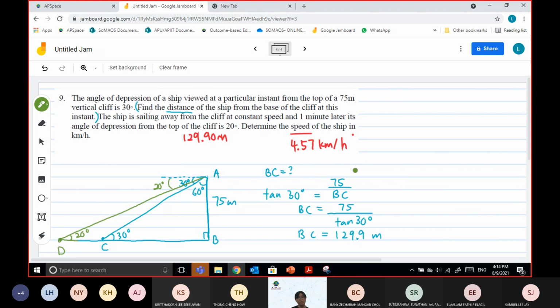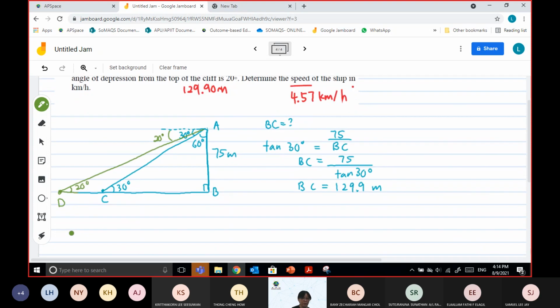Right now you need the distance traveled in 1 minute. From here to here, it used 1 minute, so we already know the time. The speed is distance divided by time. So you need to know the distance from D to C, that means you need to find CD. How do we find the distance of CD?